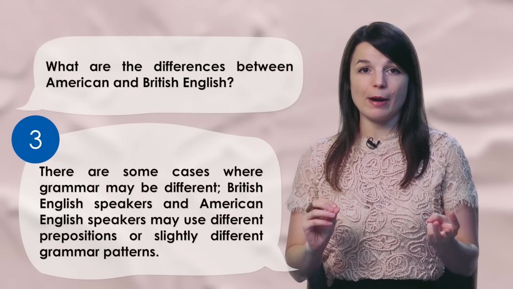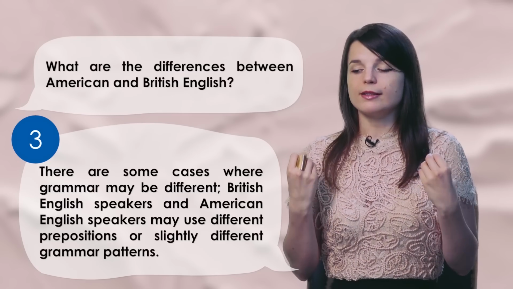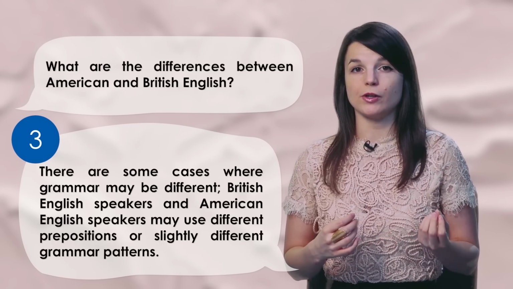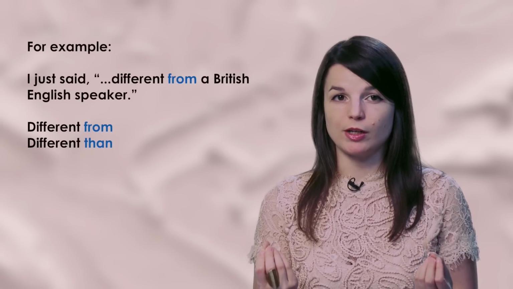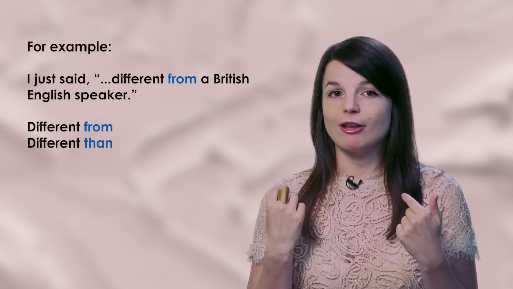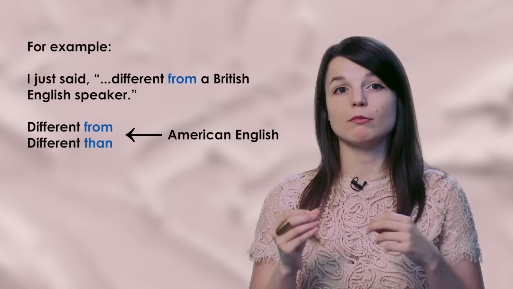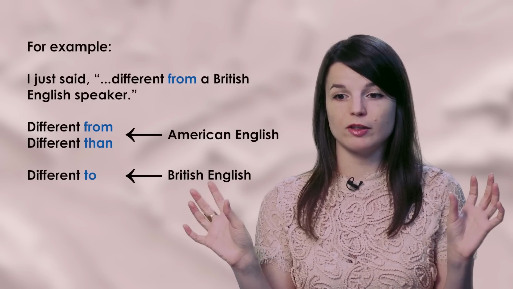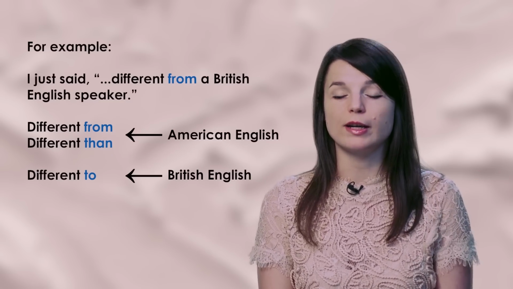The third point is grammar. There are some small differences in grammar, like preferences. This can mean something as small as choosing a preposition. A rule that an American English speaker uses might be different from a grammar rule that a British English speaker uses. A great example, I just said different from a British English speaker. Different from or maybe different than are some choices that American English speakers would use. But a British English speaker might say different to. So there are these very small grammar points or preference points that are different between these two. Again, that's just something that you have to experience, I think.